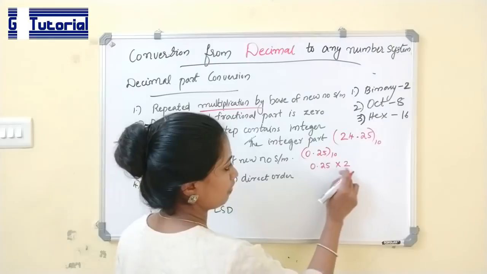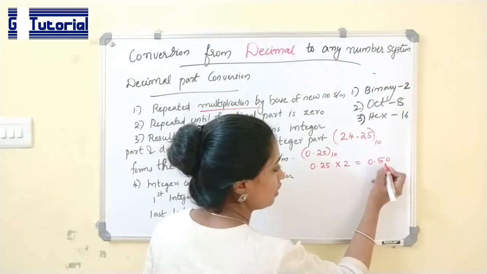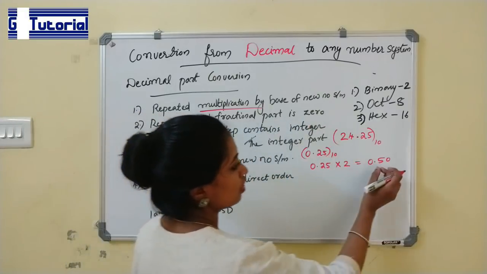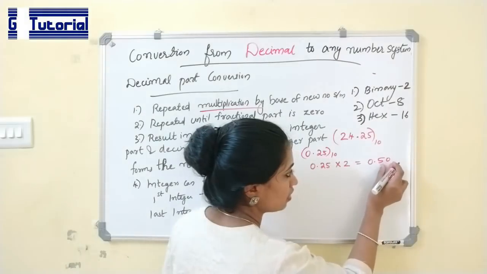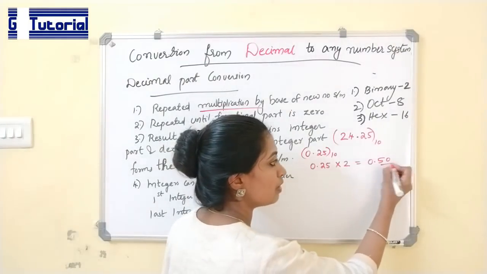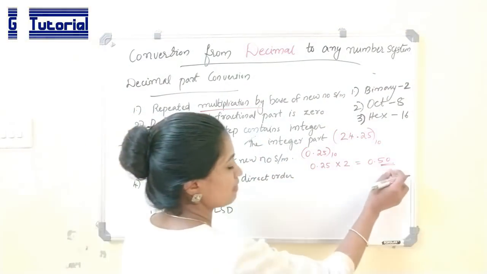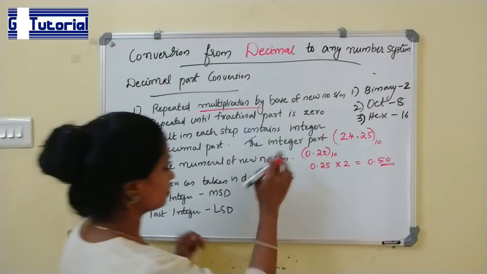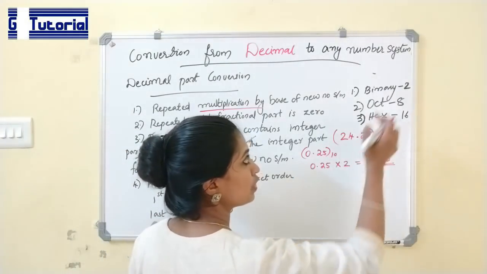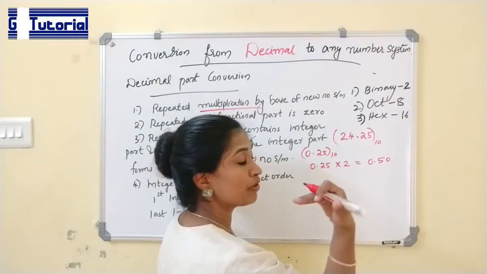So 0.25 into 2 is 0.50. Here you can see this is repeated until the fractional part is 0. The result in each step contains an integer part and a decimal part, and we perform this until the decimal part is 0. The integer part forms the number of the new number system. Here the decimal part has not become 0, so we have to perform the multiplication again.